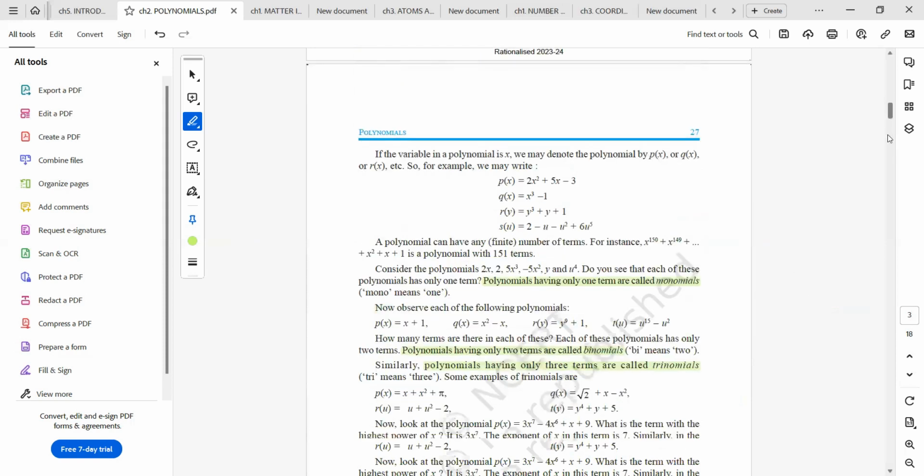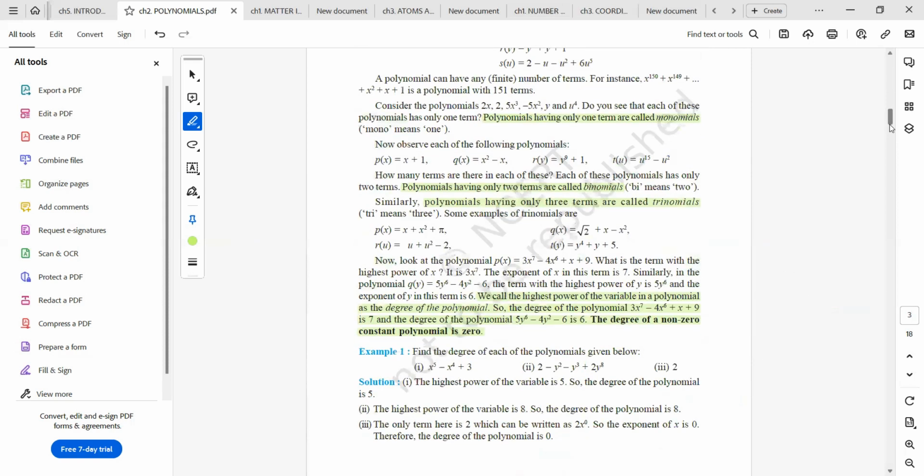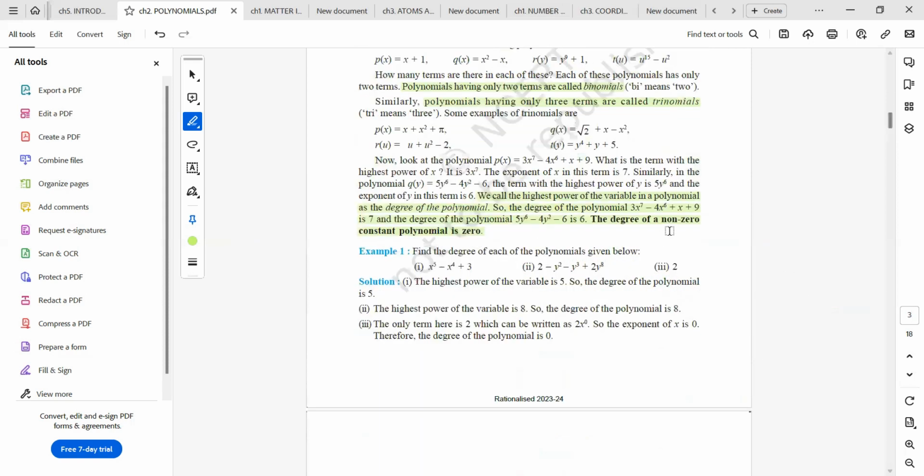Okay, so if they have only one term, they are known as monomials. If they have three terms, then these are trinomials, and so on. Now degree, as I told you, the degree is simply the power. If you have this expression 3x to the power 7 minus 4x to the power 6 plus x plus 9, you look to the highest power. What is the highest power? Highest power of x is 7. So the degree is 7. Okay. Just pay attention to the highest power. That will only give you the degree.